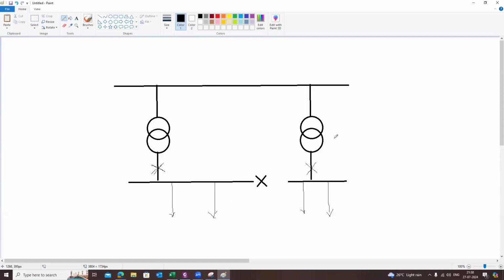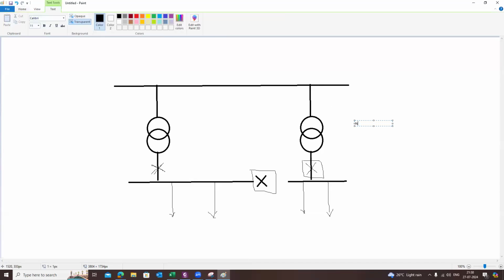Suppose there is a problem with the transformer. Suppose I want to do maintenance on the transformer, I have to shut down this transformer. So in that case, I will open this breaker and I will close this bus coupler to feed the loads connected on this bus. So this is nothing but the contingency condition. Contingency condition means when one of the equipment is out. So this we will call precisely an N-1 contingency.